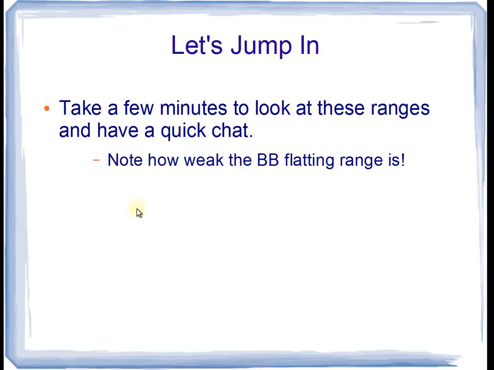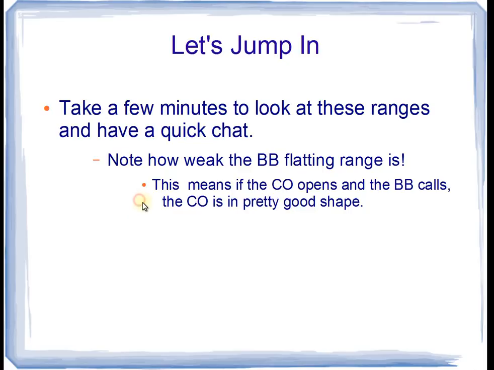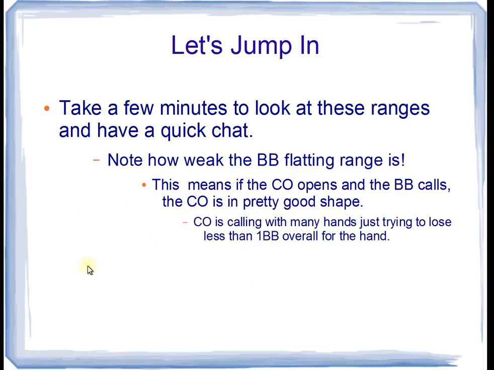Note how weak the big blind flatting range is. This means if the cutoff opens and the big blind calls, the cutoff is in pretty good shape. And it should make sense for the big blind to call with a pretty weak range because the big blind was closing the action pre-flop and got a really good price. So the cutoff is calling with many hands, just trying to lose less than 1 big blind overall for the hand. So if the cutoff folds pre-flop, it loses 1 big blind. If he calls, he might still overall lose money on average with his hand, but he's losing less than he would by folding. So it's a plus EV call.